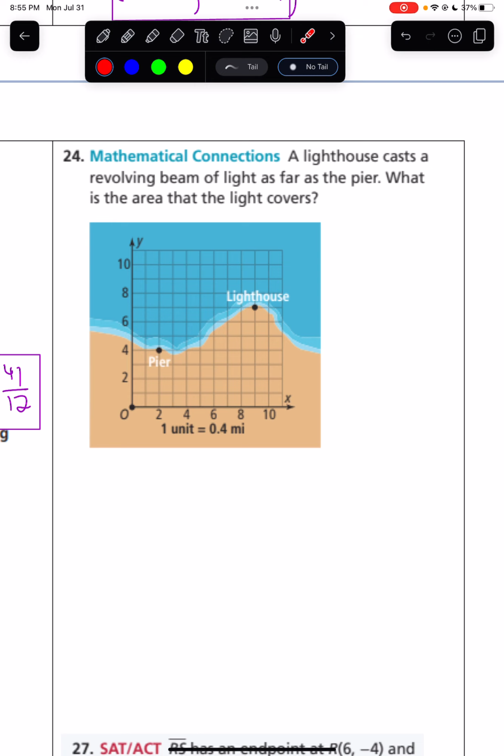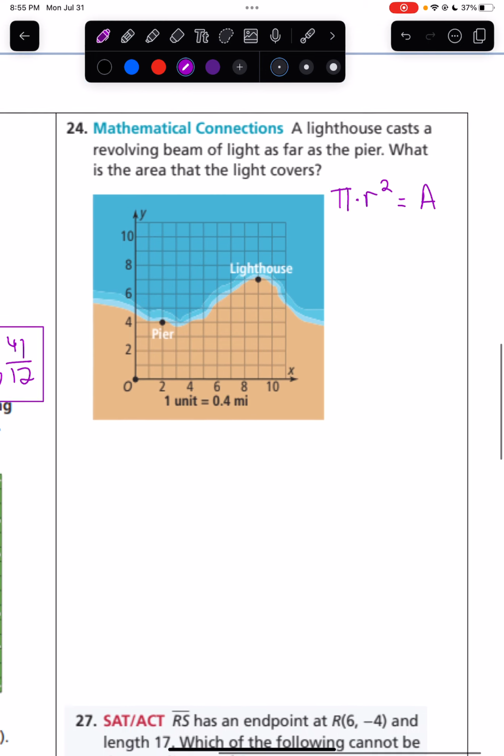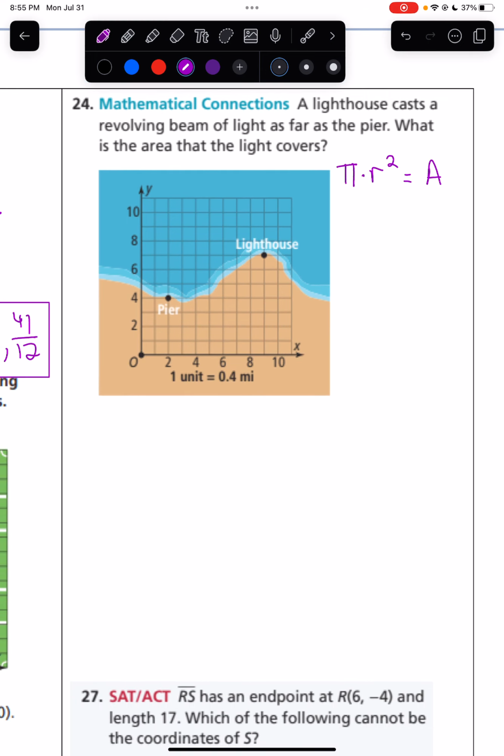In order to find the area of a circle, remember that it's going to be pi times the radius squared for the area. So we're going to need to find the radius. The radius in this case is just going to be the distance from the lighthouse to the pier. So we're going to go ahead and use the distance formula from the lighthouse to the pier.